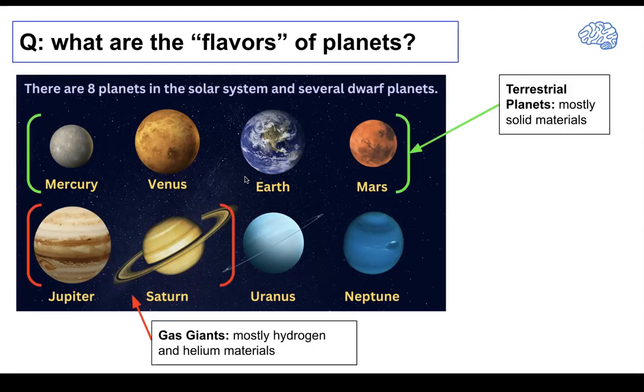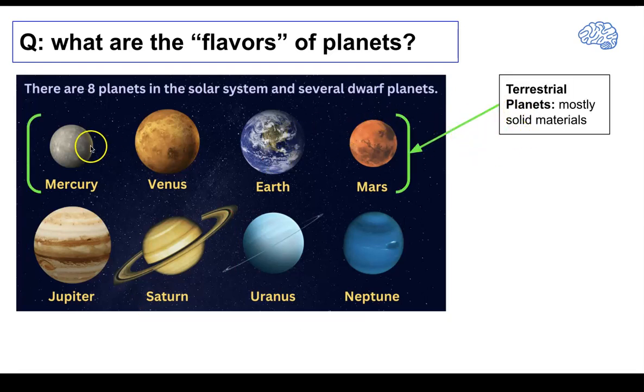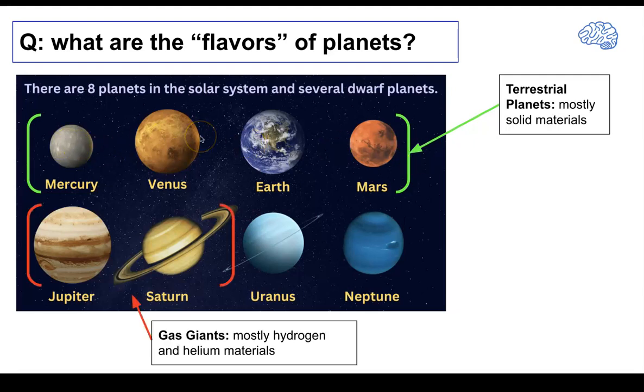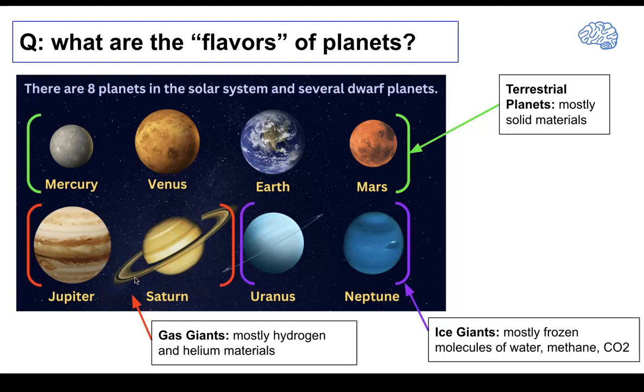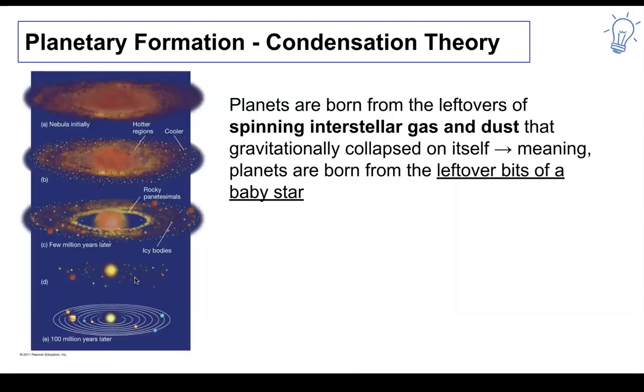We have terrestrial planets, which are mostly solid materials, so rock and metal. They have metal cores, rocky exteriors, and they tend to be closer to their stars. We have gas giants, which are mostly made of hydrogen and helium. So they're pretty light, but they're quite large, very massive. They've really sucked up the remaining hydrogen and helium in a solar system as that star has formed.